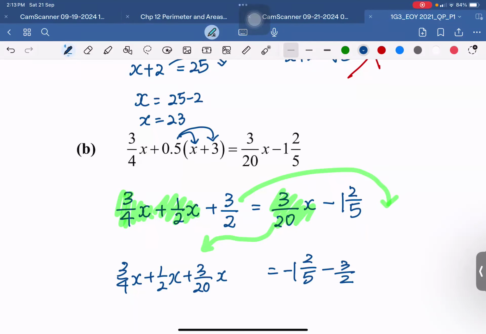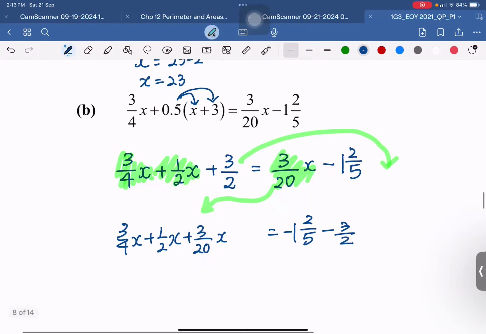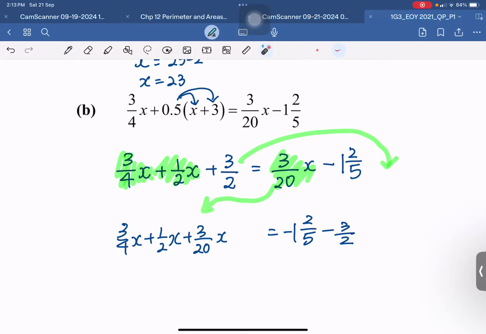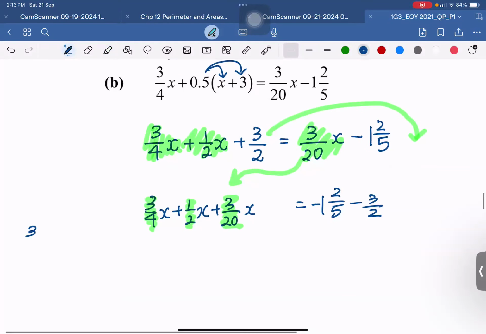Jaden got disconnected just now. When you look at this part of the question, some of you will try to make the same denominator. Actually, you don't need to. You just need to add the coefficients of all the x together. So you take 3/4 plus half plus 3 over 20.